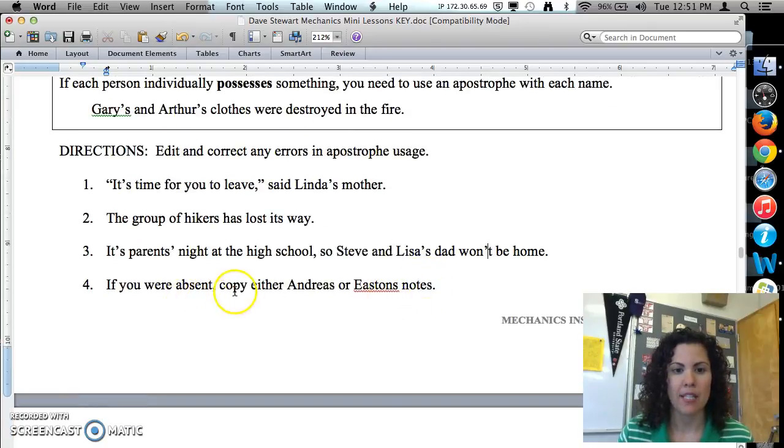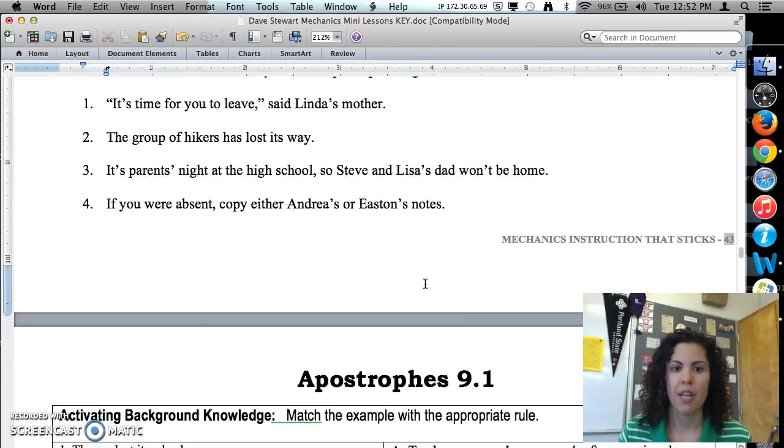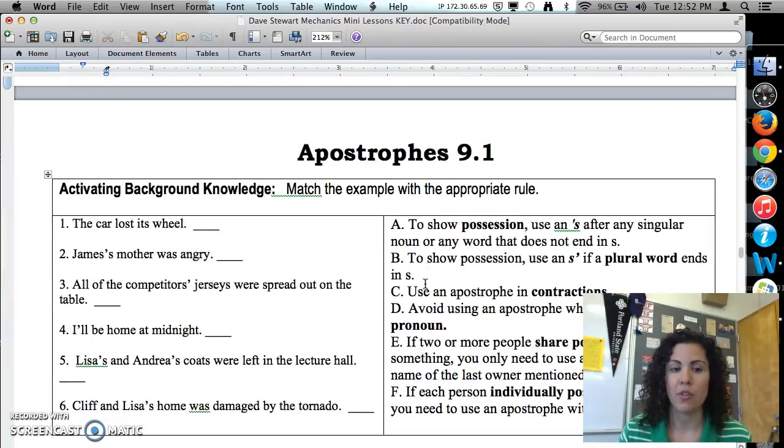Here we go. If you are absent, copy either Andrea's or Easton's notes. They both have notes. So it's not one set of notes that belongs to both of them. They each have a set of notes, just like the distributive property in math. So apostrophes can be a bit messy, especially with that S, so make sure you always go back and check your rules as you go through and do the rest of Unit 9.